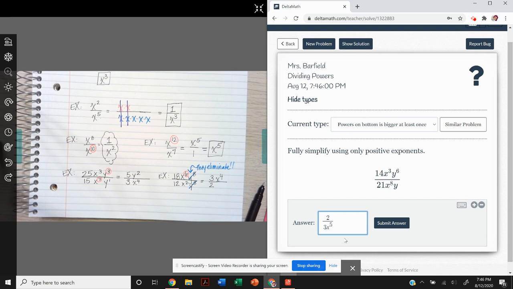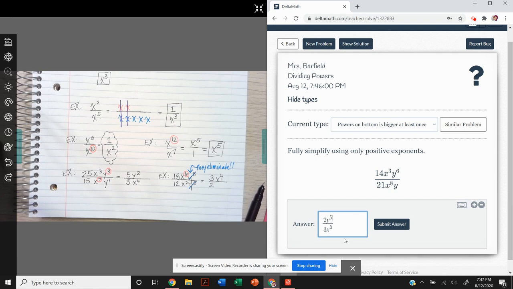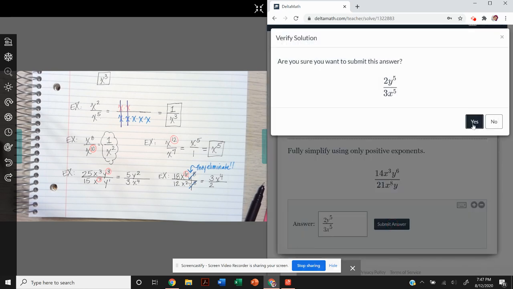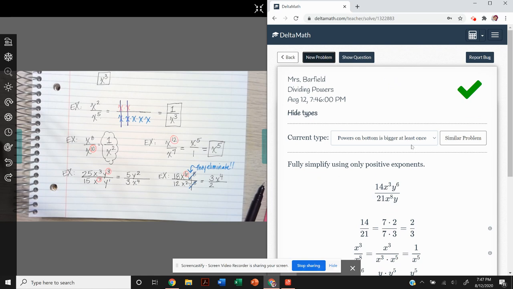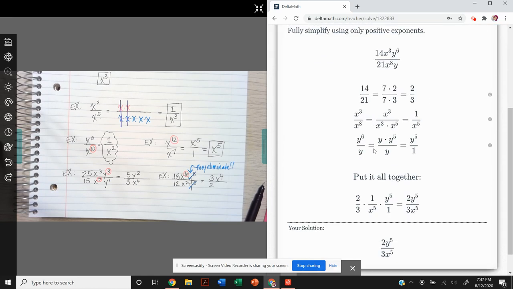Now I've got to do my y values. So I have 6 on top, I have a 1 on the bottom. So 6 minus 1. So y to the 5th. Submit my answer. Yes, we got it. And then he shows you an alternate approach as well. He's really just breaking it down into 3 separate problems and then putting it back together.